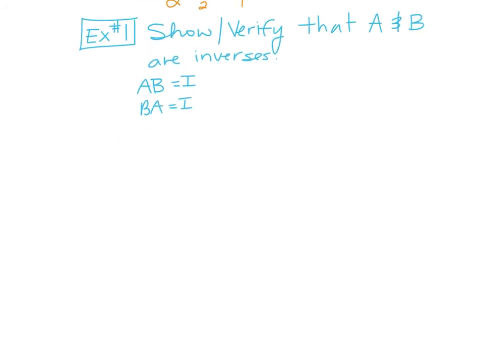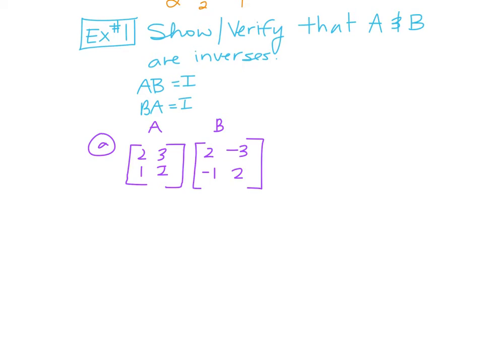So here's our first setup for this. Let's say that we have a matrix A, and I'm just going to set it up already multiplying. So matrix A is 2, 3, 1, and 2. And then we have this matrix B, and we're going to multiply them together. 2, -3, -1, and 2. Okay, we want to show that A and B are inverses. Okay, that's what we're trying to show here. So we want the identity matrix to be our result, right?